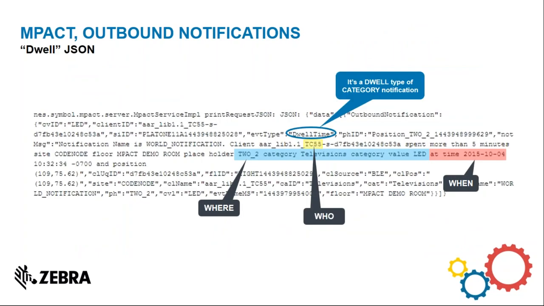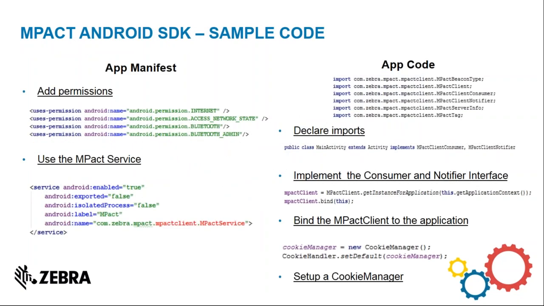Another type of notification is shown here. It's a dwell time kind of notification. So this is telling us that a certain device, a TC55 with that specific ID, spent more than 5 minutes close to a beacon called the code node in a certain floor of my organization, and that happened at the time shown there. All the location information is done that way, and your business application can leverage that, because in real time they are triggered, so you can instantly react to and reach out to the user.